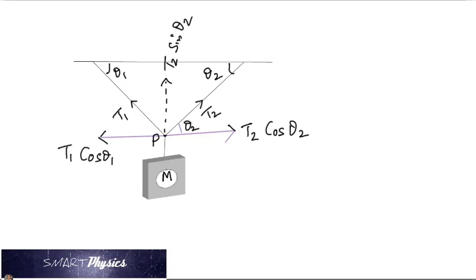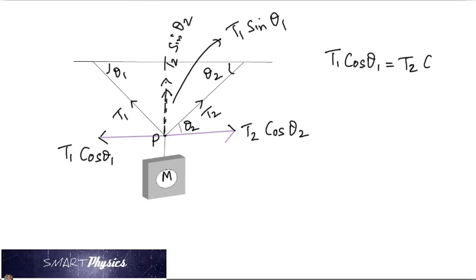T1 cosine theta 1. Similarly, I'm going to draw it a little short so you can make the difference out. And that would be T1 sine theta 1. And then apply the idea that the net force must be 0, both along x and y. So take the case of the x-axis first. What do you see? This force and this. Shouldn't they cancel out? So you're going to say T1 cosine theta 1 is equal to T2 cosine theta 2.